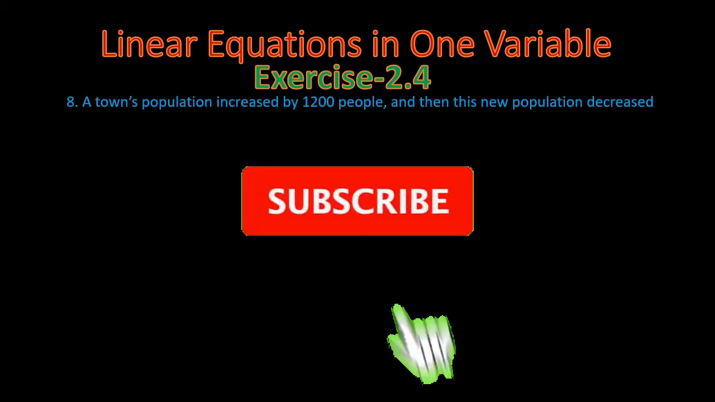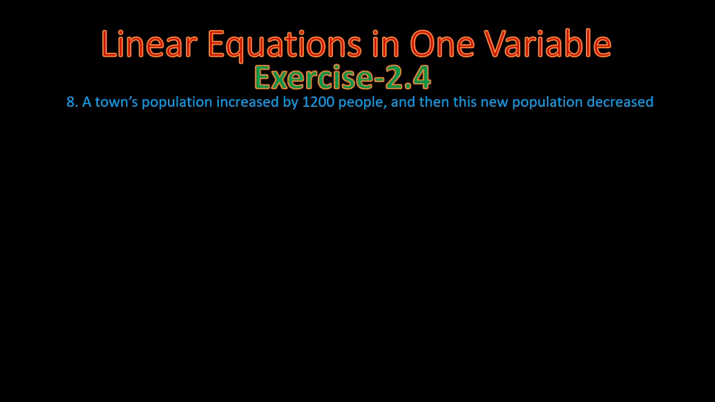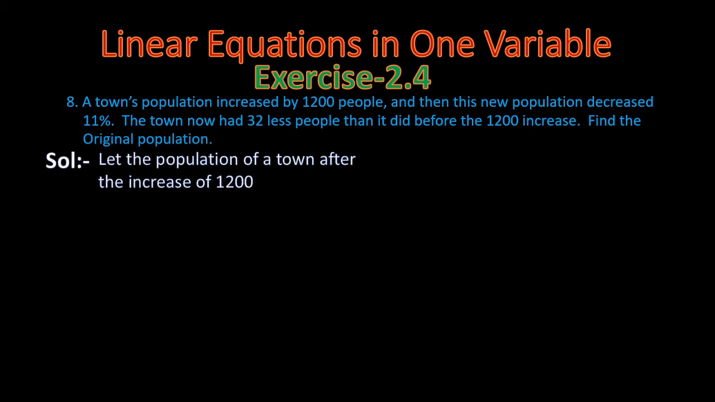Then go to next problem, eighth problem. A town's population increased by 1200 people, and then this new population decreased by 11%. The town now had 32 less population than it had before the 1200 increase. Find the original population. Let the population of the town after increasing by 1200 be x.